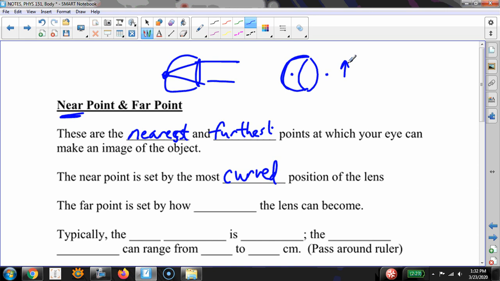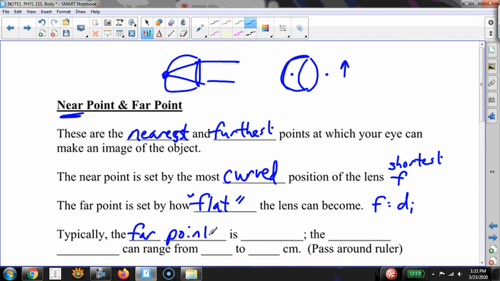So the near point is set by the most curved position of the lens. The far point is set by how flat the lens can become. I say flat, it's not really getting flat, it's just getting skinnier in the middle. And so this is when f is equal to d_i, like we said before. And then this is the shortest your focal length can get. That's the shortest focal length. Typically, the far point is infinity. Typically you can see objects that are really far away, an infinite distance away.